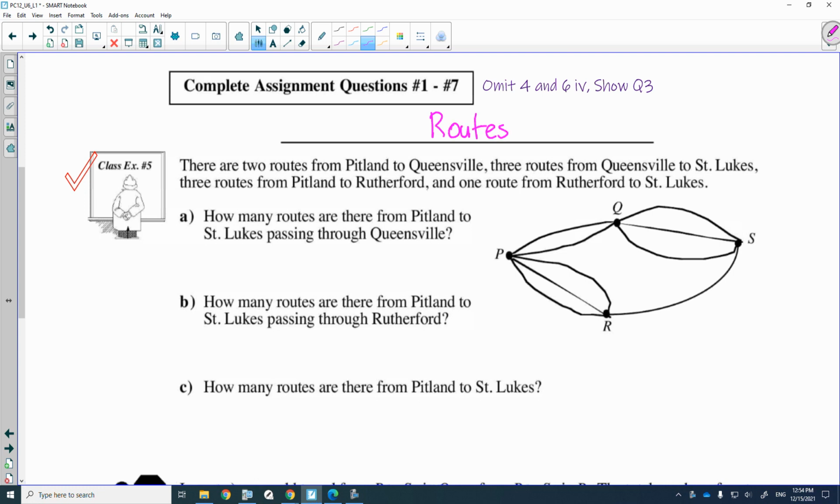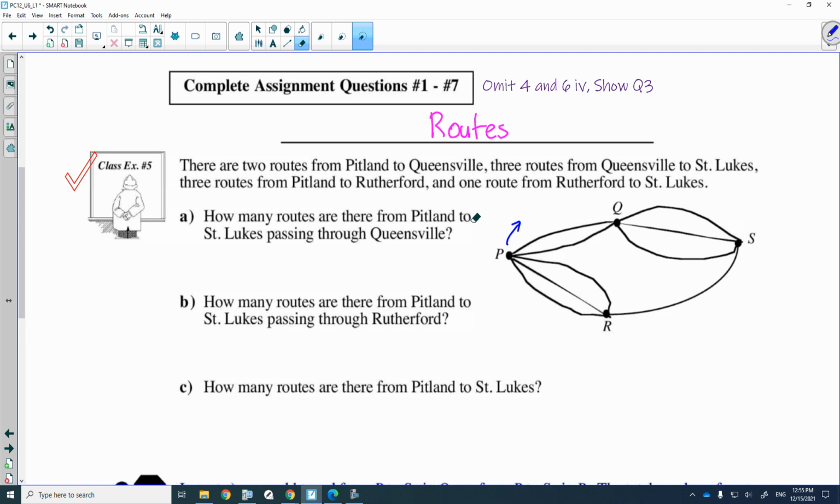So this is called a routes question. Okay, what's happening is these are cities. So P represents Pitland, this is Queensville, and this is St. Luke's. And then the last one down here is Rutherford. So if you live in Pitland and you need to get to St. Luke's, there's two different ways you could get there, right? If you're starting here, you could go this way, or you could go this way.